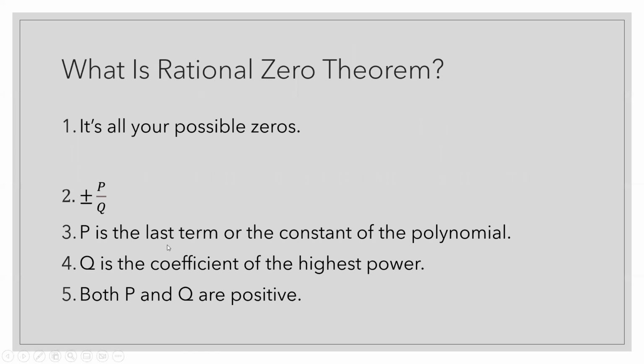So what is the rational zero theorem? It's all your possible zeros, your possible x-intercepts, right? So it's pretty much plus or minus p over q, and I will explain that in an example. P is the last term, or the constant of the polynomial, and q is the coefficient of the highest power. Both p and q are positives. So yeah, let me show you an example.